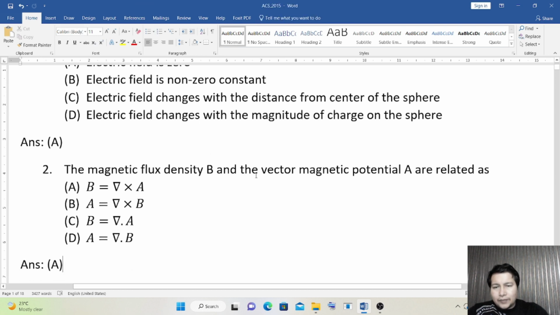Next question, number 2. The magnetic flux density B and the vector magnetic potential A are related as B is equal to del cross A, B is equal to del dot A, B is equal to del A, B is equal to del B. The correct answer is option A.